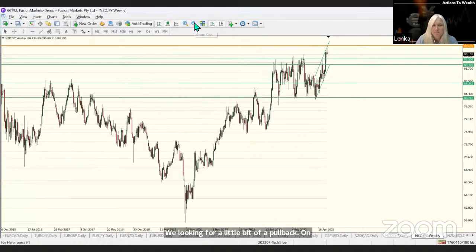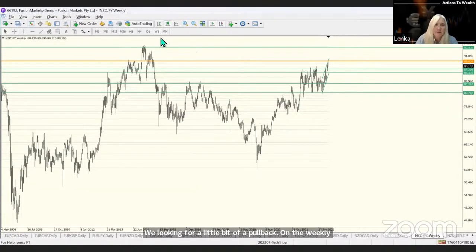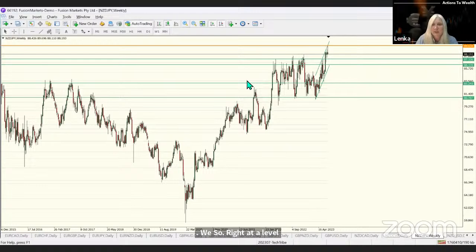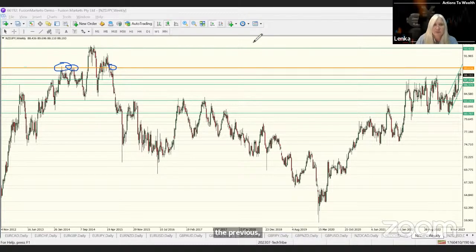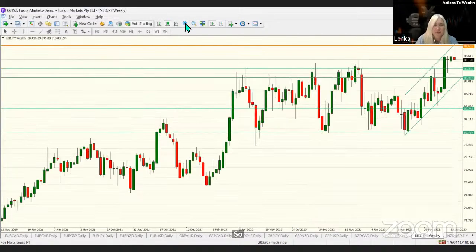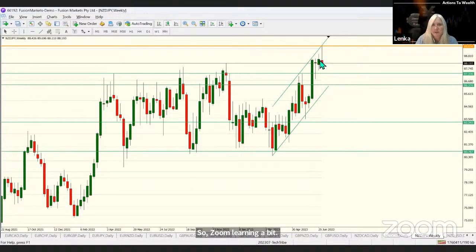On the weekly, we are right at a level of resistance. It's hard to get it all on this page, but I will do my best. All right, so we've got here, that's the previous levels of resistance. And again, now. So if I zoom that in a bit, maybe not much. So that's where we are on the weekly time frame.